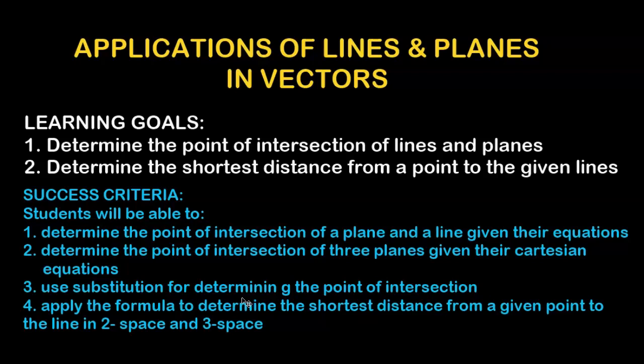After the students go through the lessons, the students will be able to determine the point of intersection of a plane and a line given their equations. Second, the students will be able to determine the point of intersection of three planes given their Cartesian equations. Third, the students will be able to use substitution for determining the point of intersection. So the technique that will be used will be substitution.